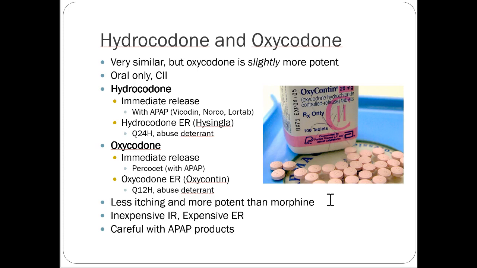Oxycodone is, again, very similar. It's immediate release in the form of Percocet or by itself. So you can get plain immediate release oxycodone without combination with acetaminophen, which is nice if you want to just go that route and let somebody do acetaminophen on their own and then give them some oxycodone to supplement. But a lot of times people will use Percocet, which is 5 milligrams oxycodone, 325 acetaminophen.